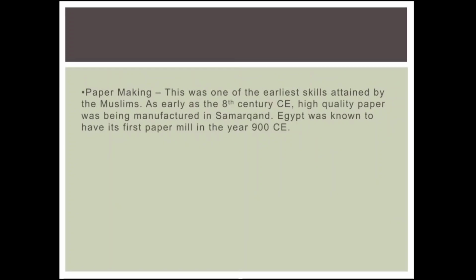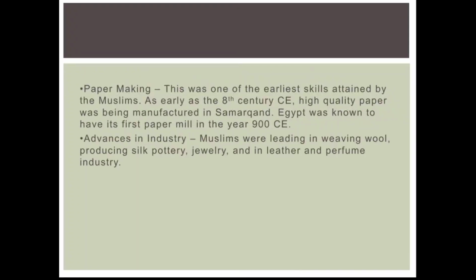Paper making. This was one of the earliest skills attained by the Muslims. As early as the 8th century CE, high-quality paper was being manufactured in Samarkand. Egypt was known to have its first paper mill in the year 900 CE. Next is advances in industry. Muslims were leading in weaving wool, producing silk, pottery, jewelry, and in the leather and perfume industry.